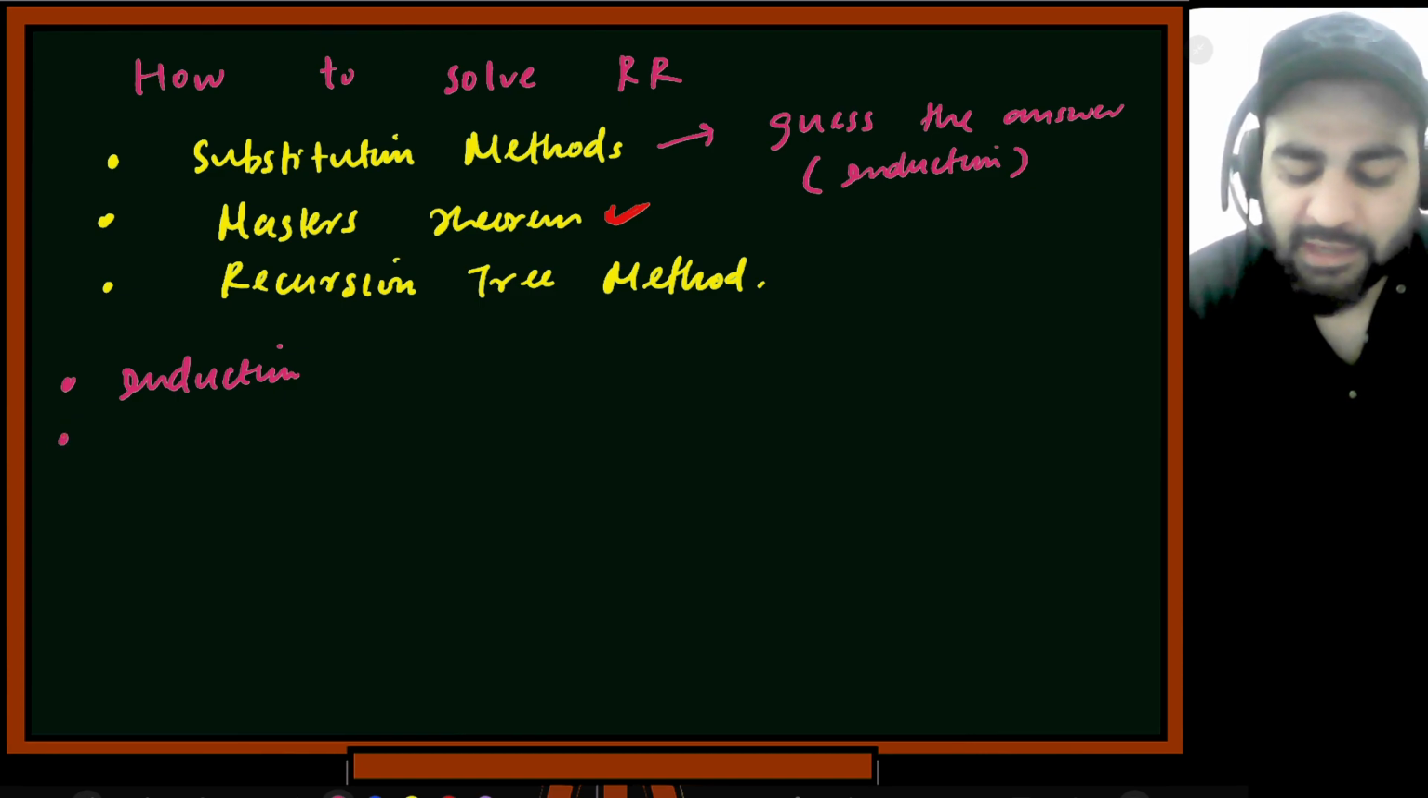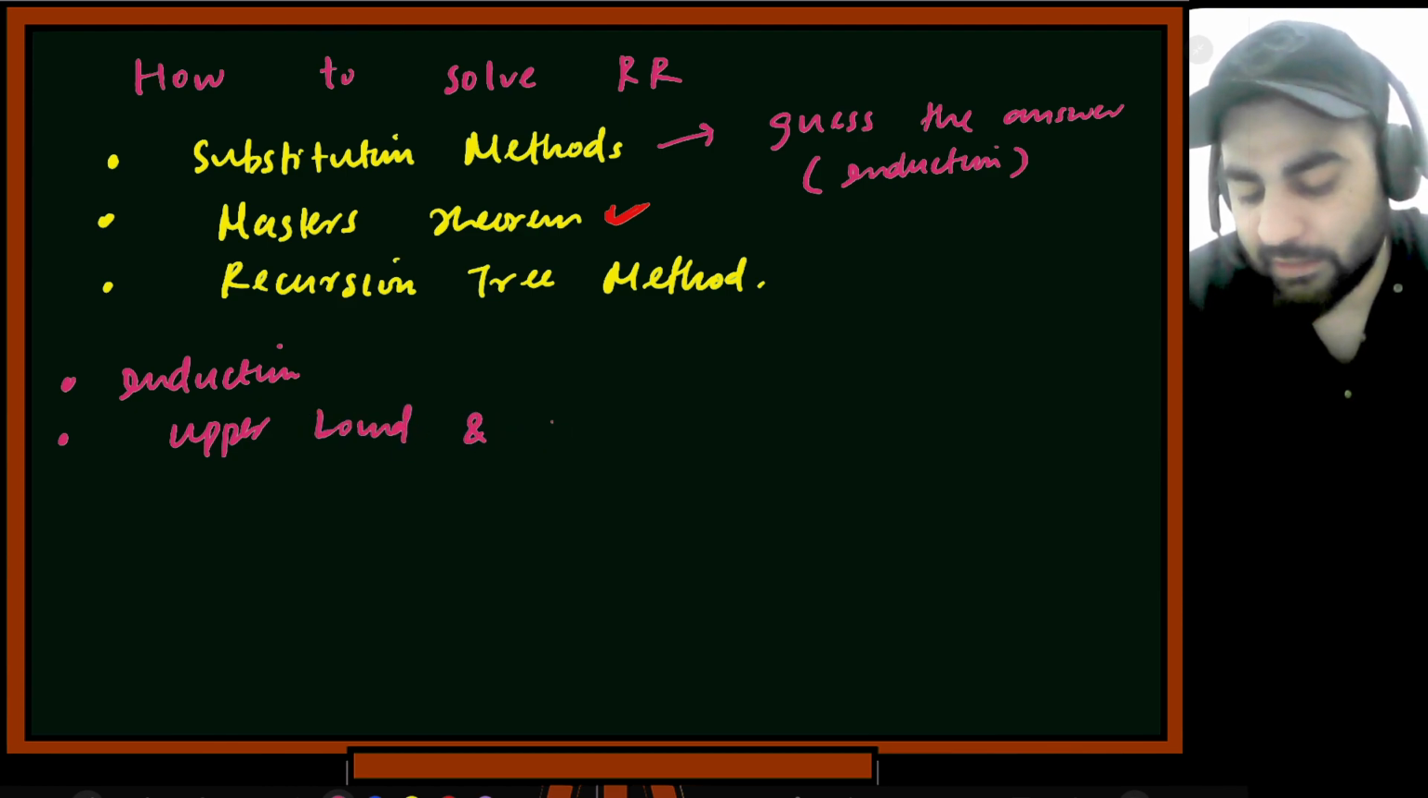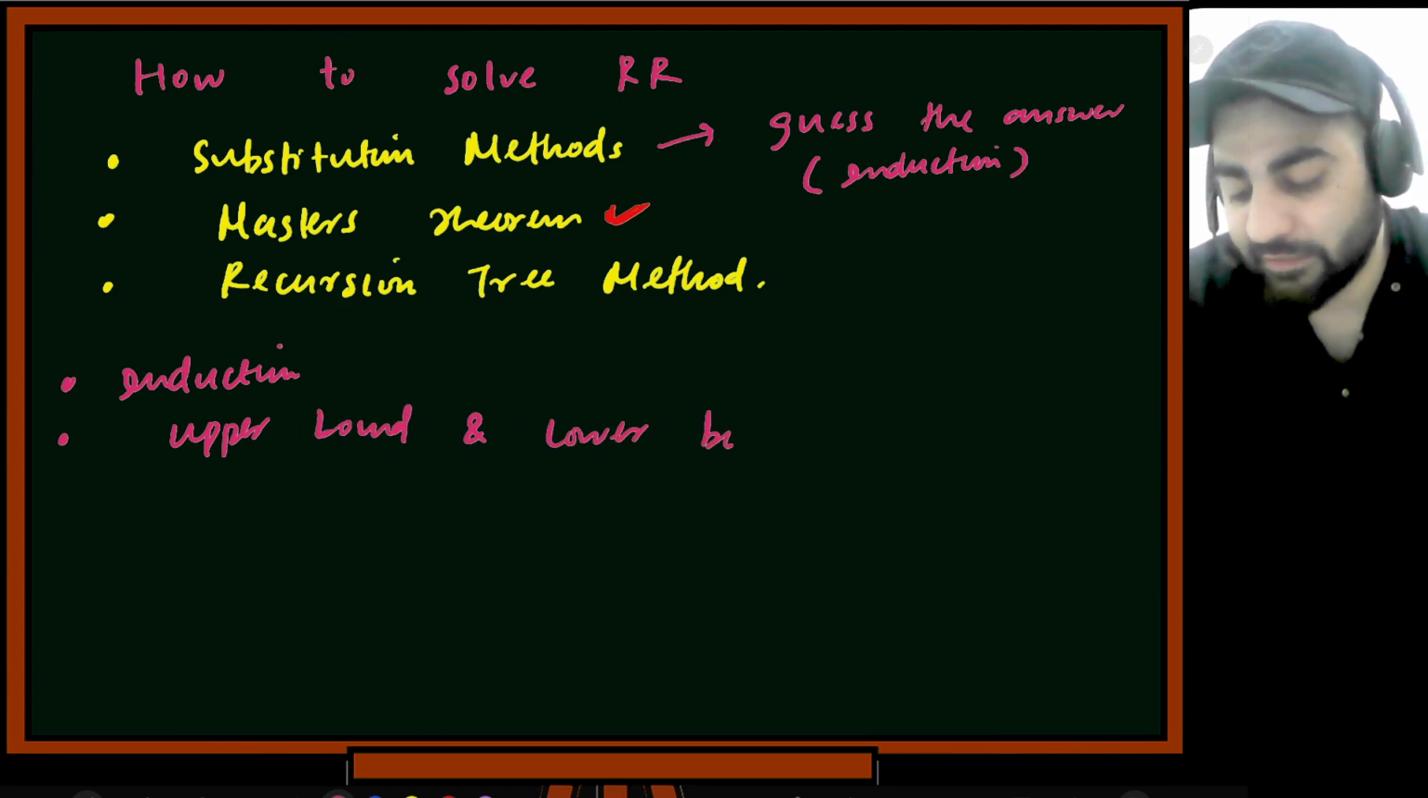And the second method is people try to compute upper bound and lower bound. So upper bound and lower bound is seen.